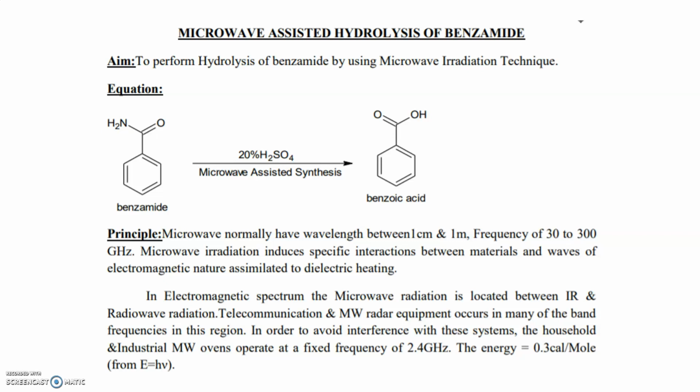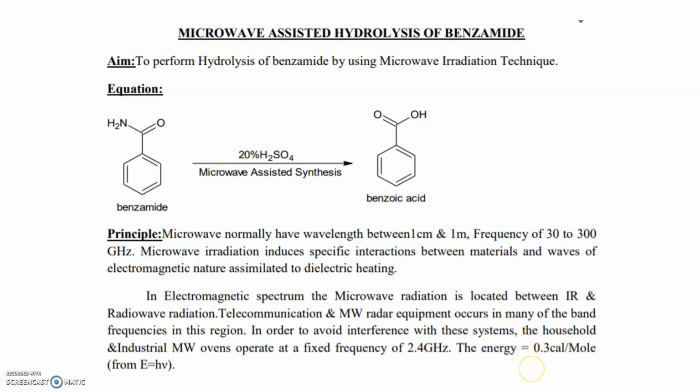What is the principle? The principle is, my friend, microwaves normally have a wavelength between 1 centimeter to 1 meter. You know that. And a frequency of 30 to 300 GHz. You also know microwave irradiation induces specific interactions between materials and waves of electromagnetic nature, assimilated to dielectric heating.